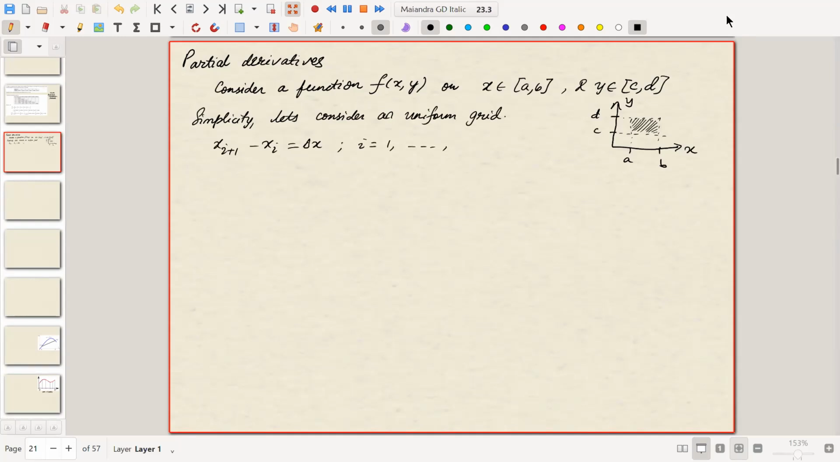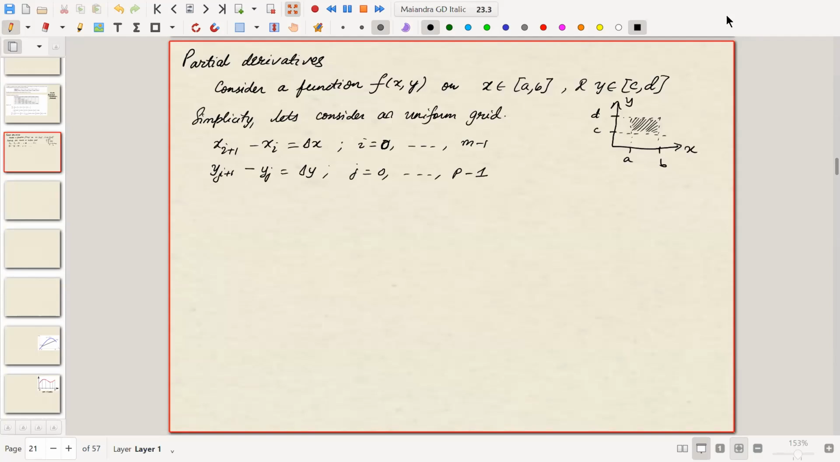I am taking m points, so i should go from 0 to m minus 1. So it is m points. Similarly, we are using the index i for the x coordinate and the index j for the y coordinate. So y_{j+1} minus y_j is delta y, with j again from 0 to, say, p minus 1.